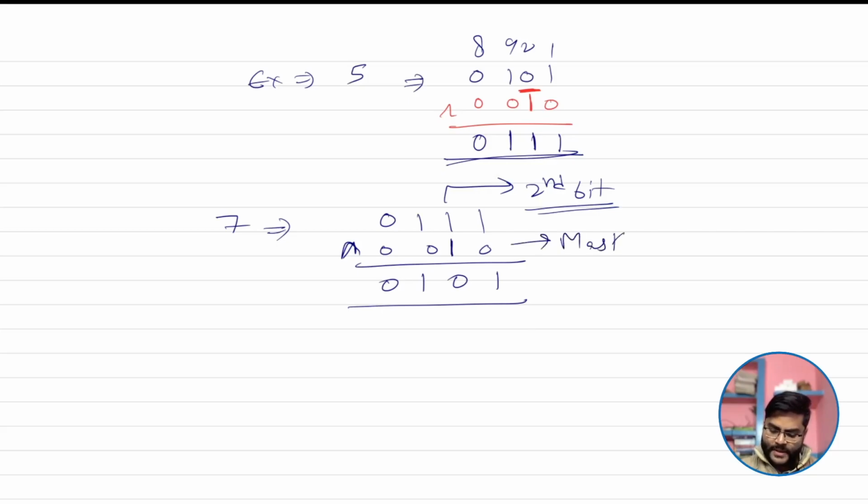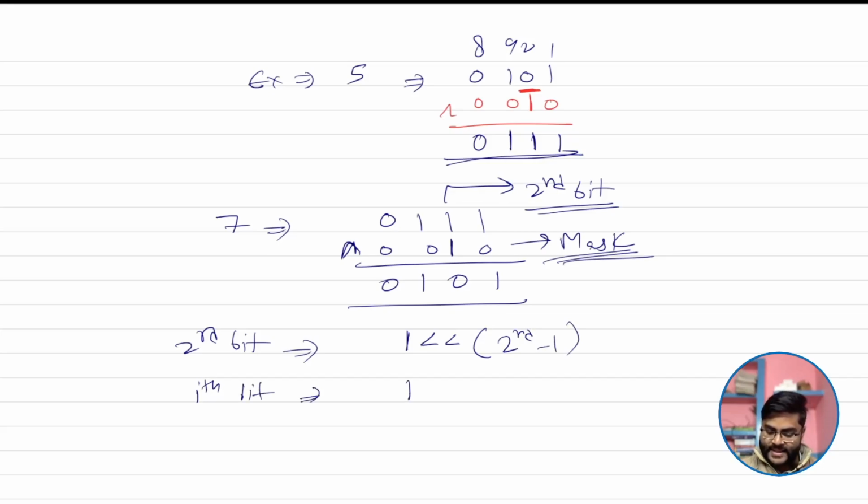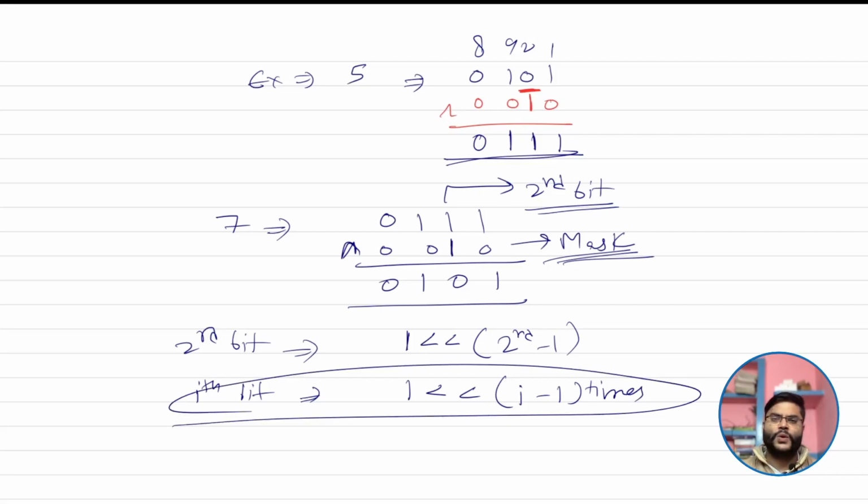So how to create this mask? We have already created this, right? So how can I create? See, I want to toggle second bit. So what I can do, I can take 1 left shift by second minus 1, I minus 1 basically. If I want to toggle ith bit, I can take my mask as 1 left shift I minus 1 times. That we have already discussed. So that's how we can toggle the ith bit using XOR.